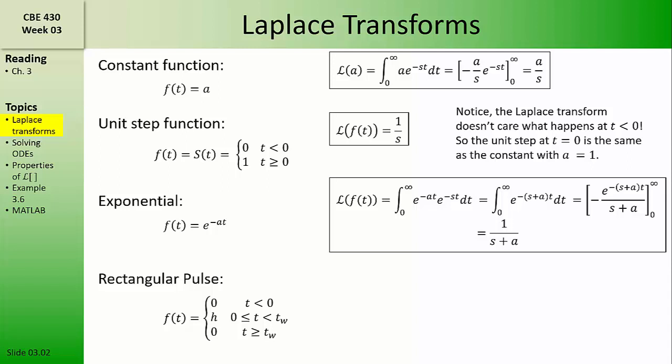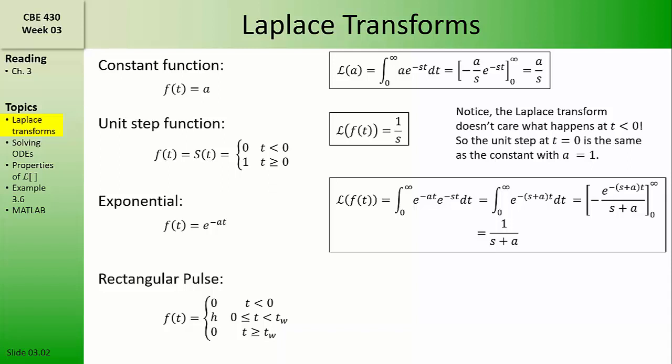Next, let's take a look at another piecewise function, the rectangular pulse function. This rectangular pulse function takes a value of 0 for all t less than 0, and then it undergoes a step at t equals 0 to a value with a magnitude h, where h represents the height of the rectangular pulse. At some t equals tw, which is the width of the pulse, then the rectangular pulse goes back down to 0.